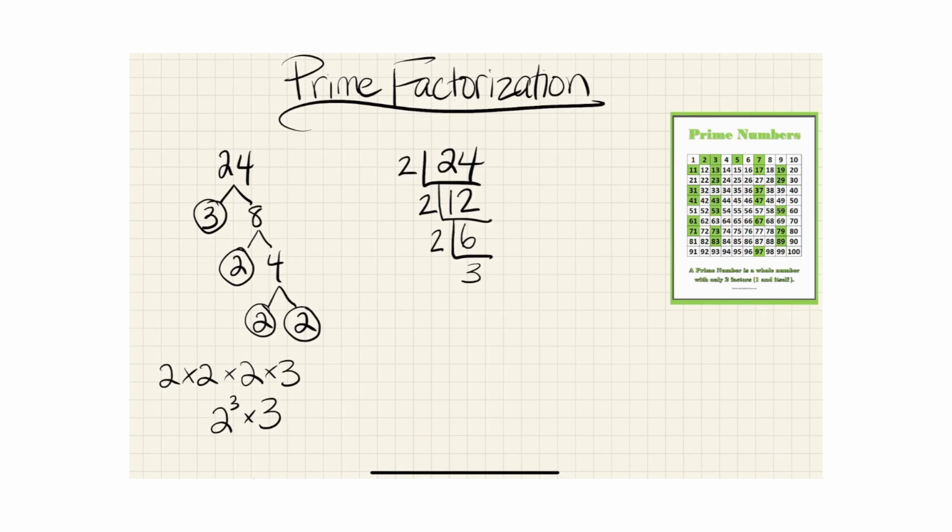So a little different. Our prime numbers are not in circles, but they're on the outside here of our ladder or our steps. And you can see them here. We have 2, 2, 2, and 3, which is the same as the 2, 2, 2, and 3 we got from the tree method. So I'm going to write them out here. 2 times 2 times 2 times 3, or the same exponential form. And that is how you find the prime factors of a number.